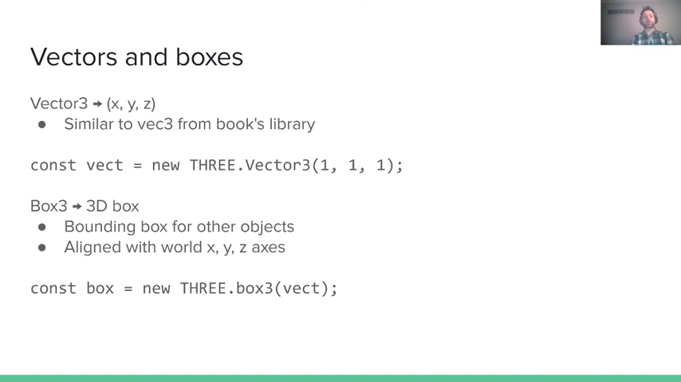X, y, and z would be 1. Right? It's also a const, so that means that it's not going to change. So this is a constant vector. All right. So if I needed a vec3, here's how I would do it.